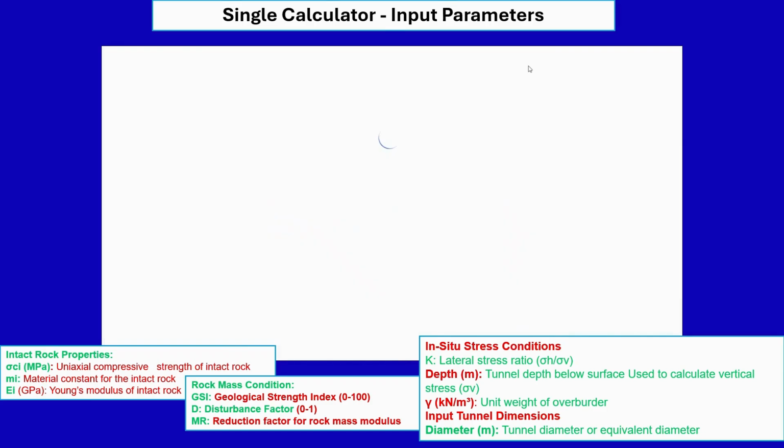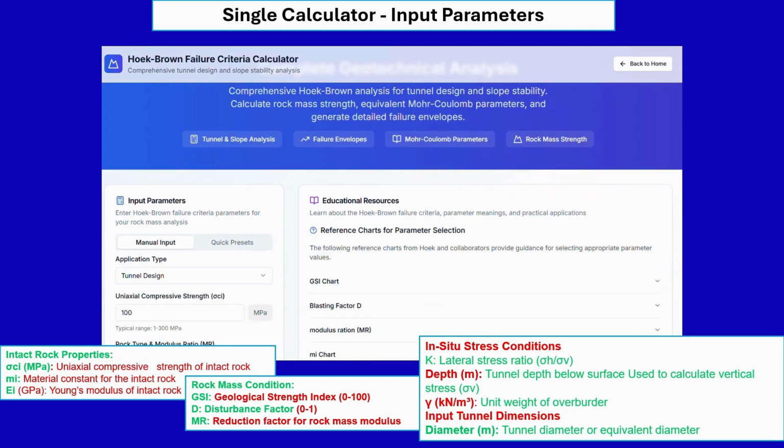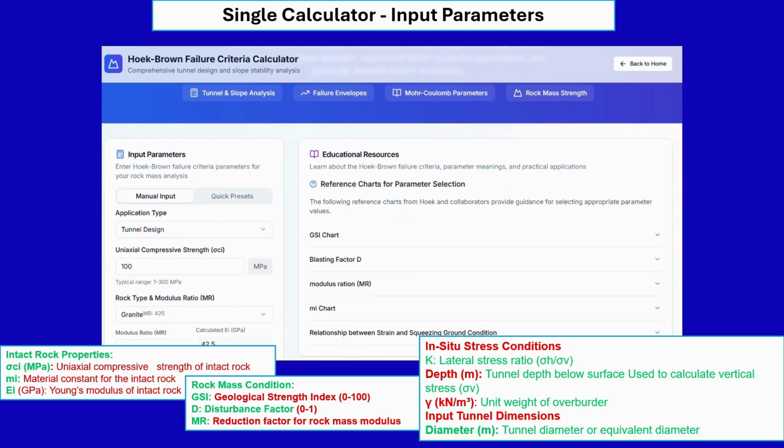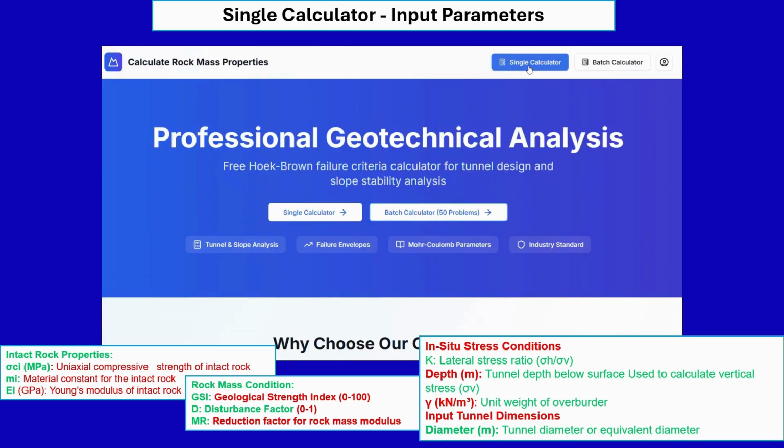The first is the intact rock, second is rock mass conditions, and the in situ stress conditions. In the intact rock properties, we need to provide uniaxial compressive strength of intact rock, material constant, and Young's modulus of intact rock. In rock mass conditions, we need to provide GSI values, disturbance factor, and reduction factor for rock mass modulus. In situ stress conditions, we have to provide the lateral stress ratio, tunnel depth below the surface, which is used to calculate vertical stress, and the unit weight of the overburden.